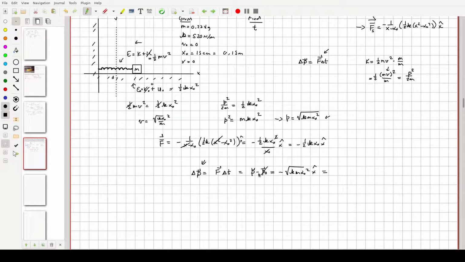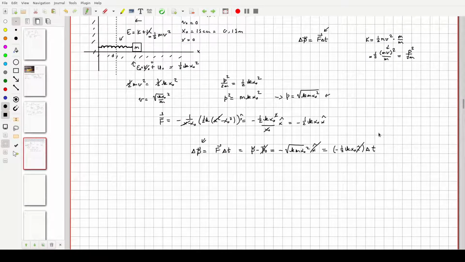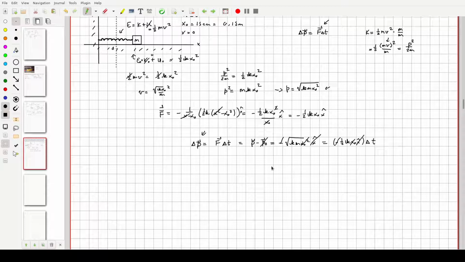That's this. On the right-hand side, we have our force, minus 1/2 k x naught x hat times delta t. Now, we can get rid of the x hats. We have a negative here. We have a negative here. You have a square root of x naught squared. This is just x naught. This is x naught. That goes away. Okay. So, on the left-hand side, we have the square root of k times m. On the right-hand side, we have 1/2 times k times delta t.